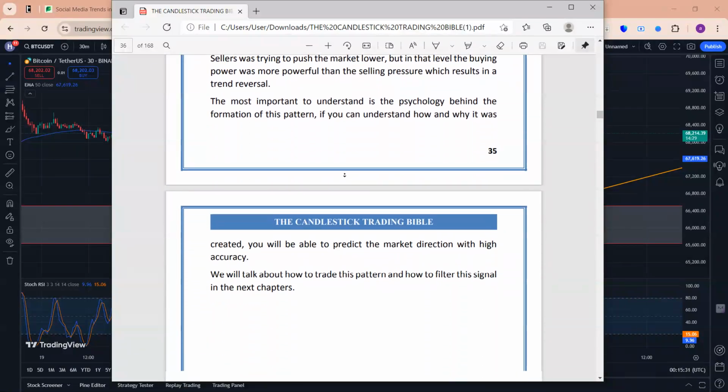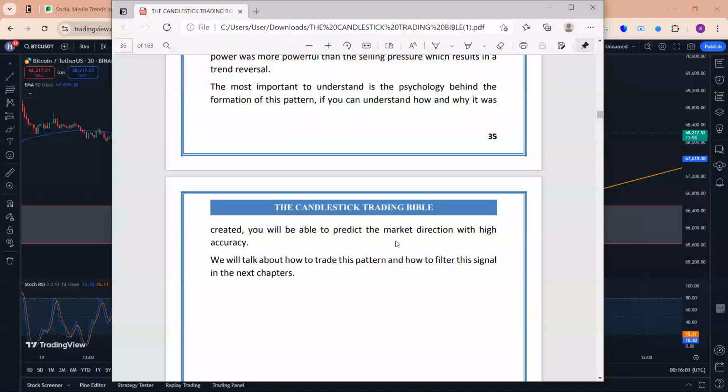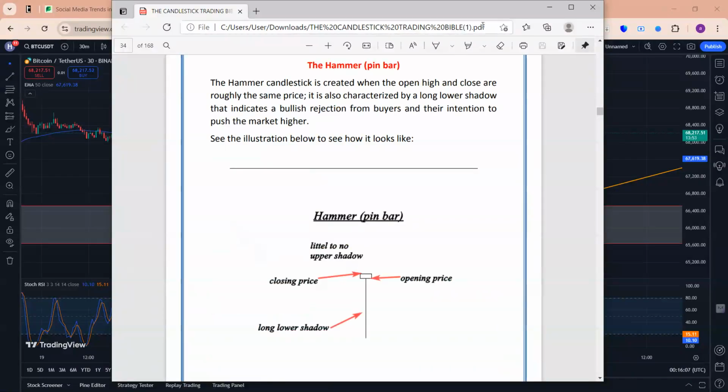Let's continue. It says that, as you can see, the market was trending down. The formation of the hammer pin bar was a significant reversal pattern. The long shadow represents the higher buying period from this point. Sellers were trying to push the market lower. At that level, the buyers' power was more powerful than the selling pressure, which results in a trend reversal. The most important thing to understand is the psychology behind the formation of this pattern. If you can understand how and why it was created, you will be able to predict the market direction with higher accuracy. I think we are done with this.